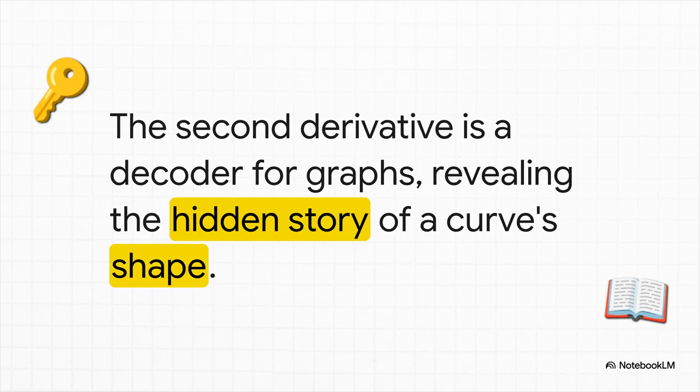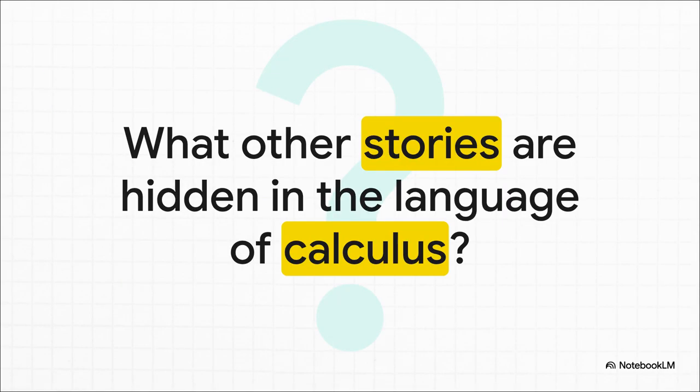And there you have it. You now have the tools to read the hidden story of a curved shape. Think of the second derivative as kind of a secret decoder for graphs. It lets you see past just the steepness and really understand the story of a function's shape. And this isn't just about abstract curves on a page. It tells us exactly where a system's behavior fundamentally changes. So, you can now read the story of a curve's bend.